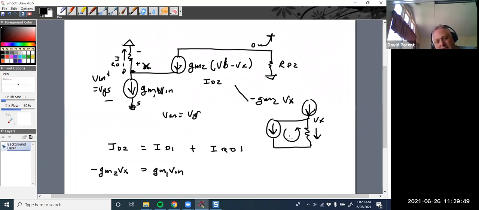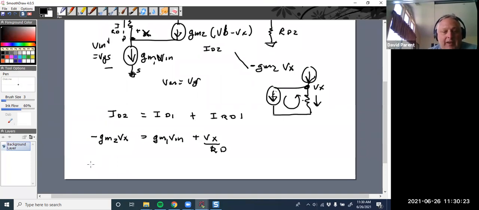So in this case, I'm just defining this as Vx. I'm saying the current is going that way. And so what should that current be? Vx divided by RD. If I know what that is, then the current is that. Remember, these two aren't equal to each other because we're adding another current source.